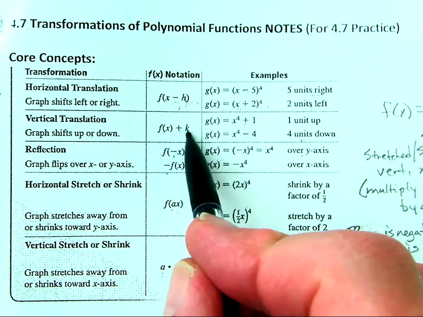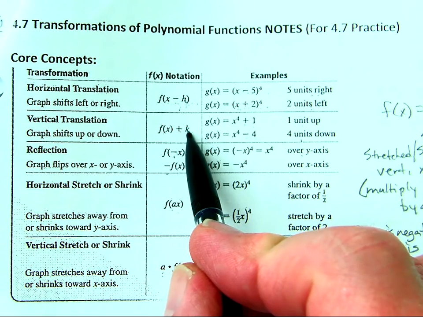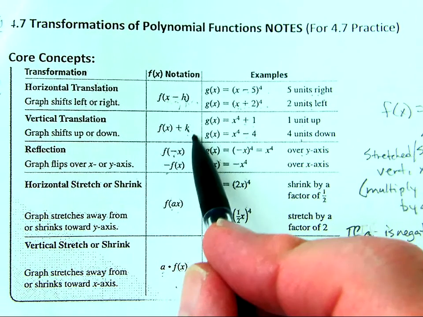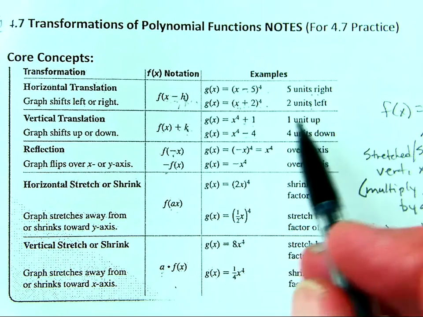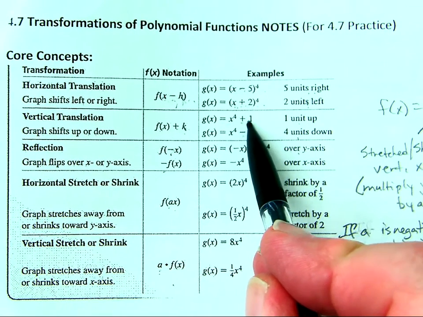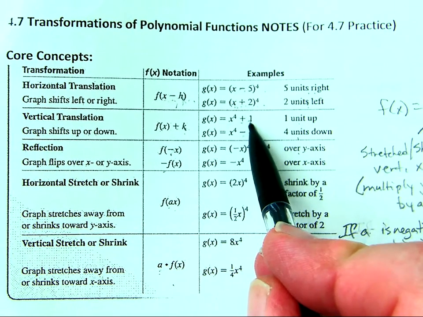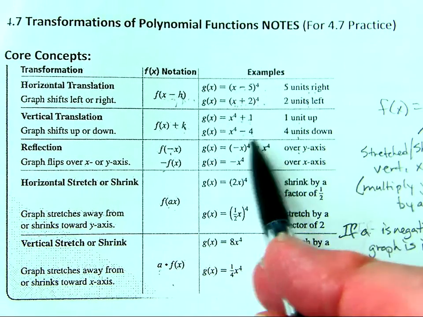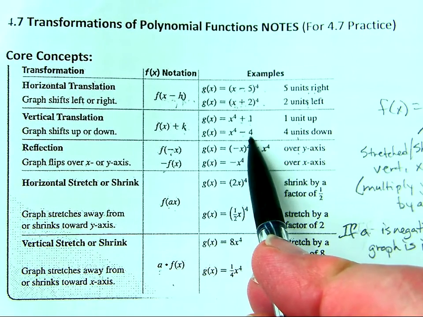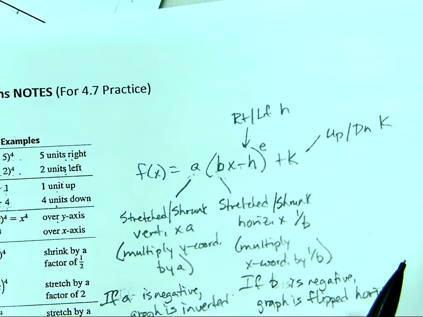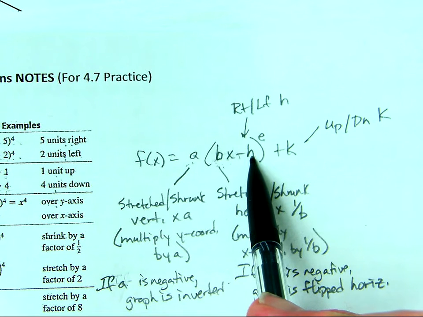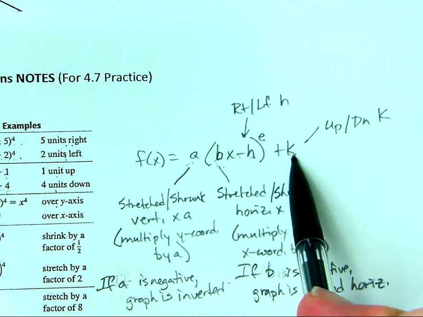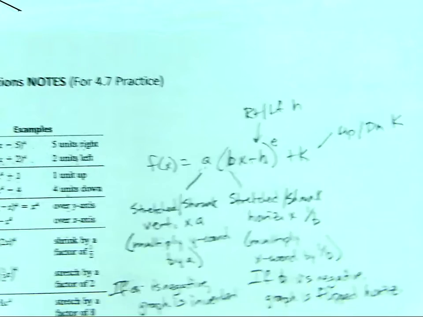Then, if there's a number on the outside, so it's not in with the x, that's k usually, we use for that, that shifts the graph up or down. So like this one, on the outside, so it's not in the parentheses, there's a plus 1, so you go up 1. Here there's a minus 4, so you go down 4. So like in our general equation, it looks like this. If there's a number inside here, you move it left and right, the opposite of h. If there's a number out here, you move it up or down, whatever k is.